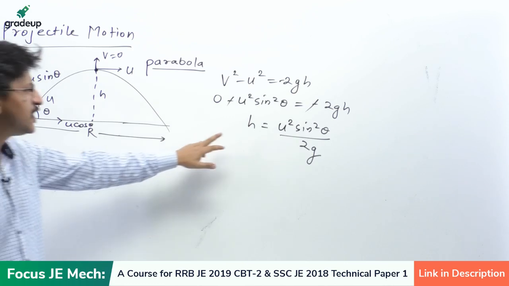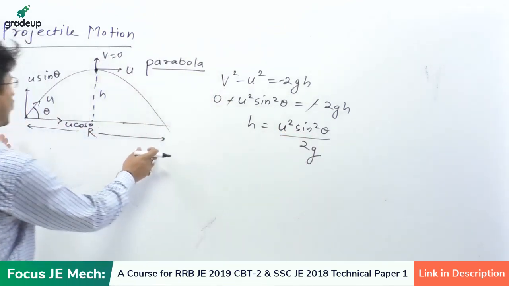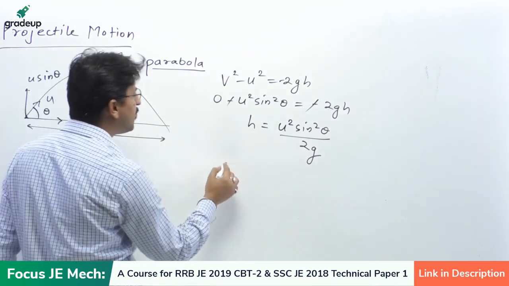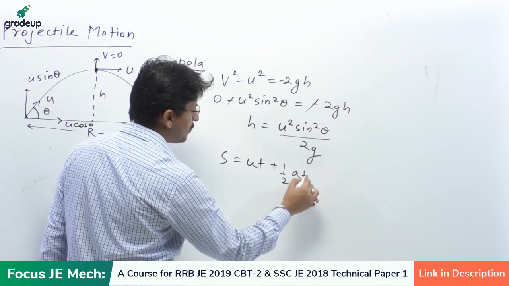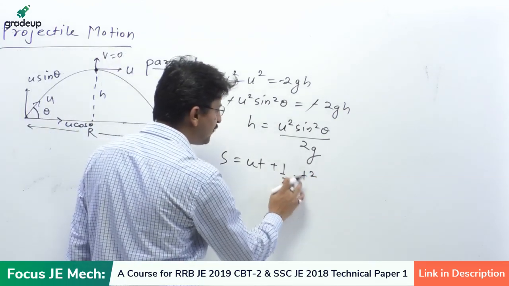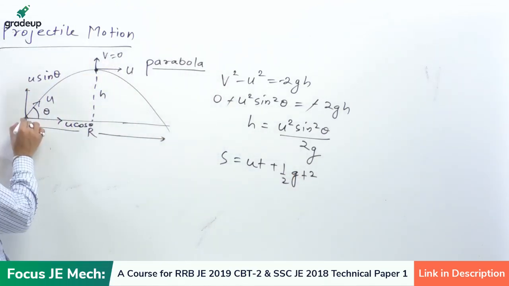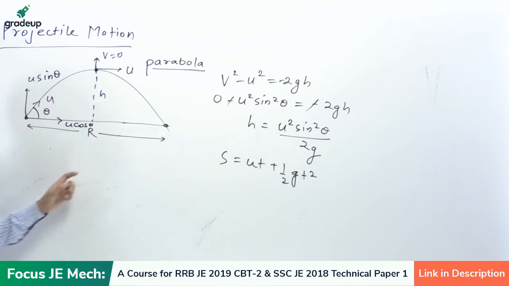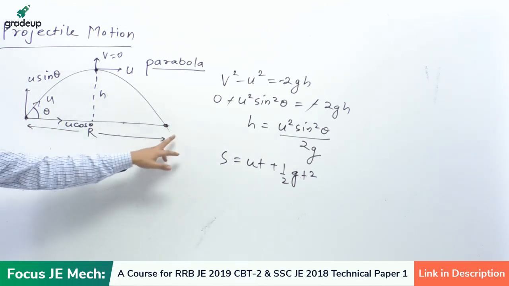Okay, so this is it, h equal to u square sine square theta over 2g. Then we have your total time. So the distance covered will be equal to ut plus half at square, or basically ut plus half gt square. So in the vertical direction, between this point and this point, we require the time of flight, that is between the initial position and the final position.